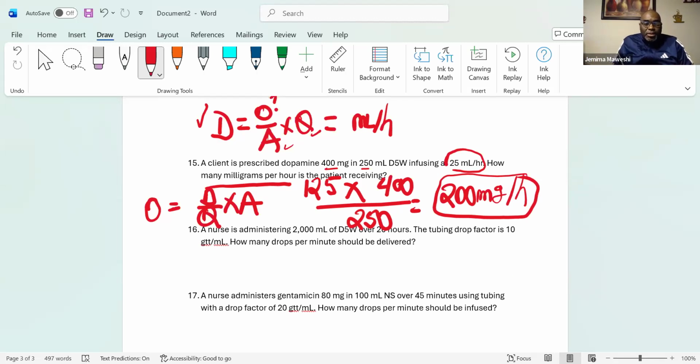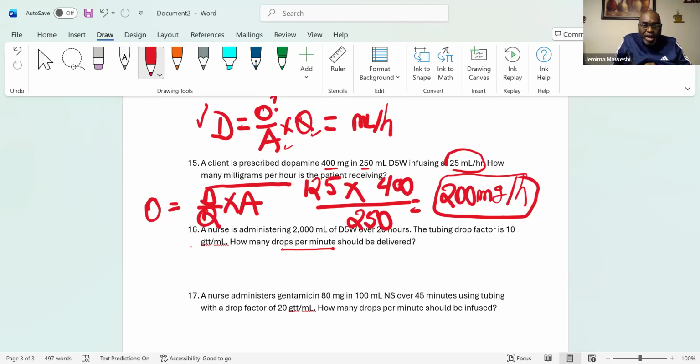Let's go here. Number 16. How many drops per minute? Mr. Z, you're moving fast. Do you know that you can pause the video? So you can pause this video right there. You can pause it and you can go back. You can rewind the video. So we are looking for drops per minute.